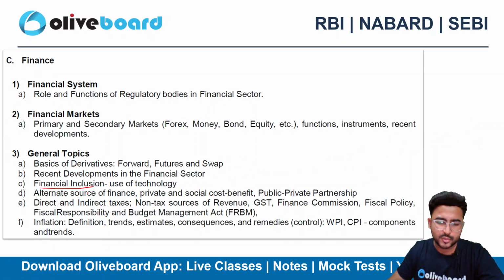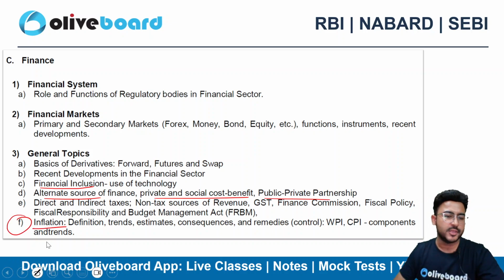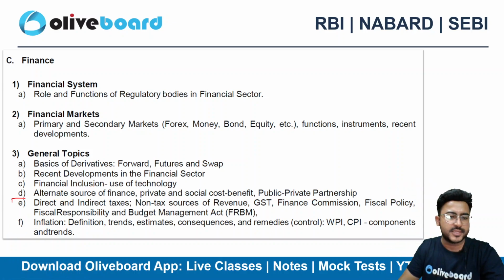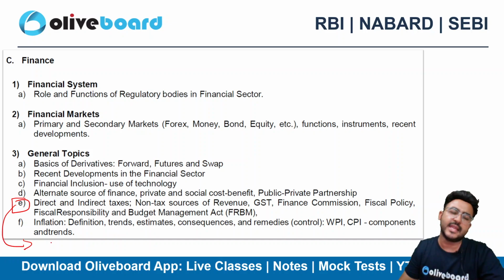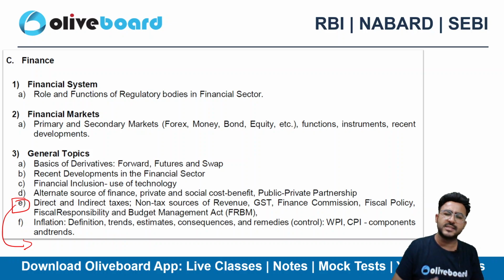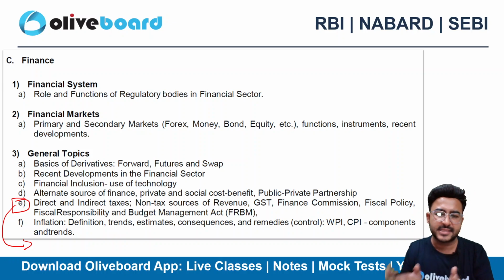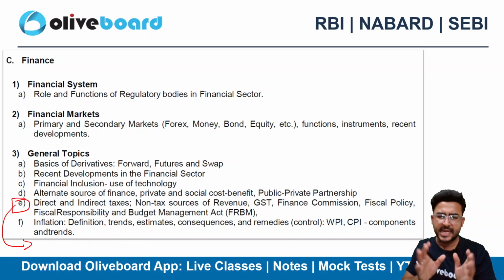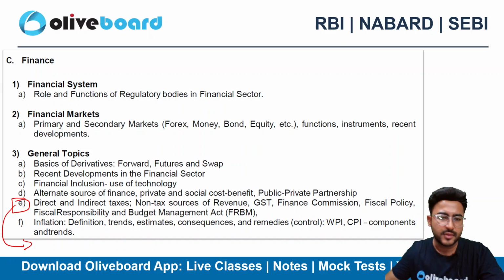Then we do have financial inclusion, which is again a common topic in your economics as well. Alternate source of finance, public-private partnership, private and social cost benefit, right? And topic E, which is inflation, which is again a common topic in your economics. If I talk about this topic E, I would advise you to cover it at last. For direct and indirect taxes, please do cover all the recent amendments that are there in the direct and indirect taxes, the basic ones that are related to income tax and GST, right? You need to have a basic understanding of what direct tax is, what indirect tax is, right? So you can easily cover this portion as well.